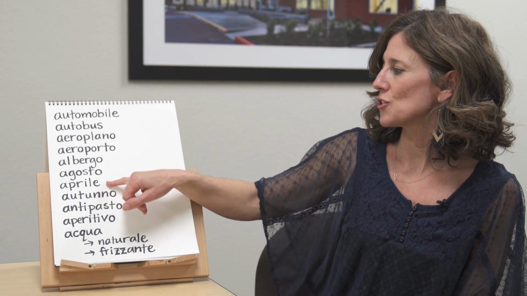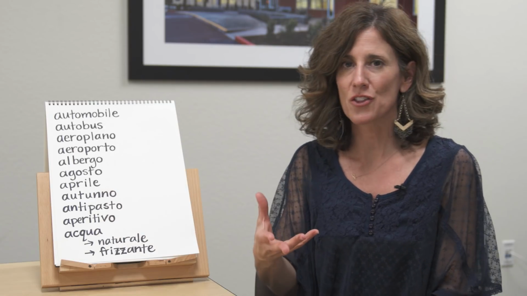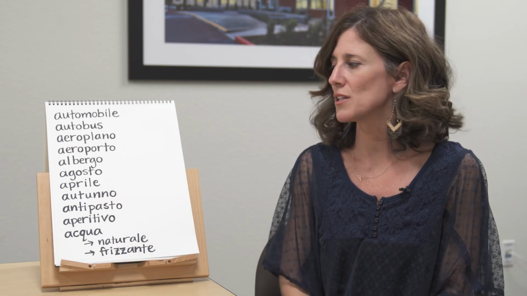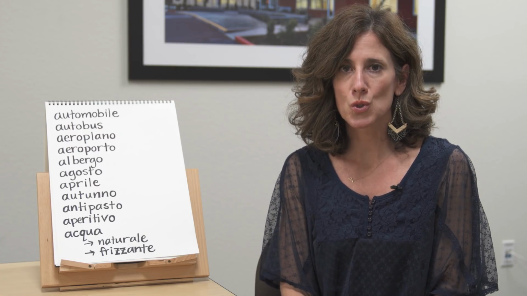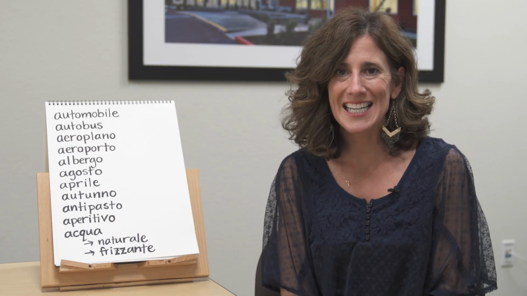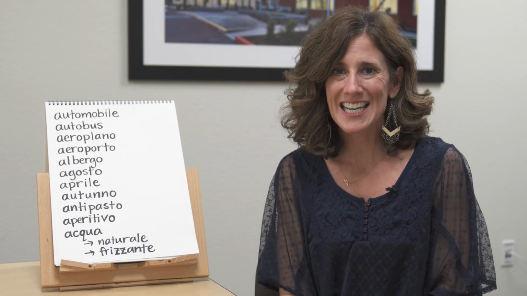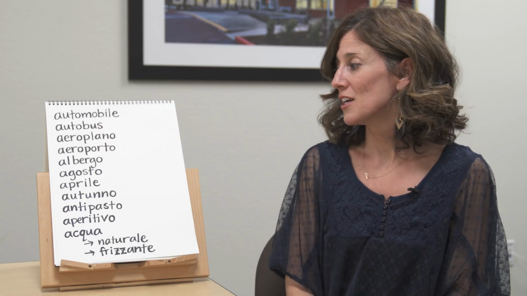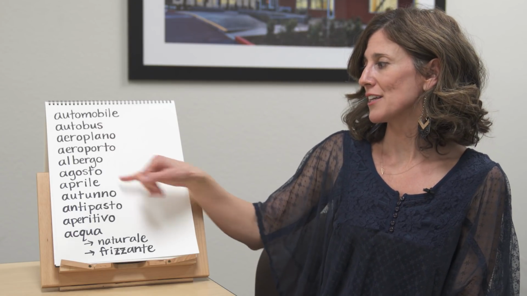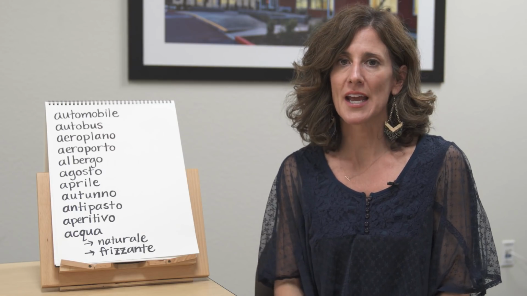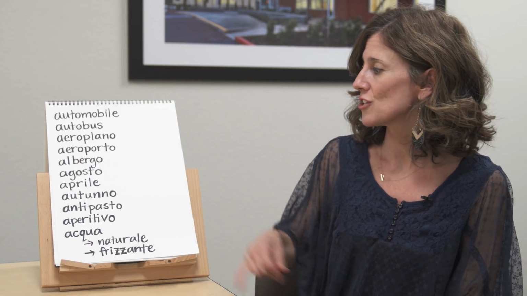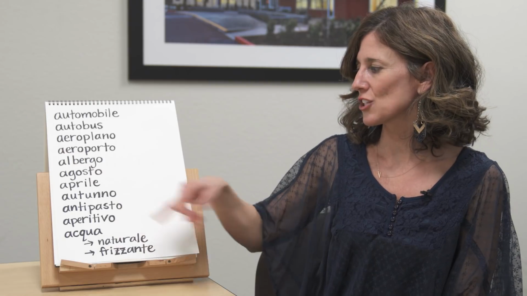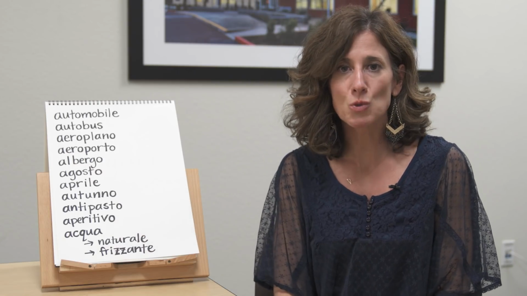Next, these are 2 months, and they look like the months. They sound more like the months maybe than they look like the months. Agosto is August. And aprile. Aprile is April. They're not capitalized. So months and seasons and days of the week are not capitalized like they are in English. The next one is a season. It looks like autumn, and that's what it is. Autunno.